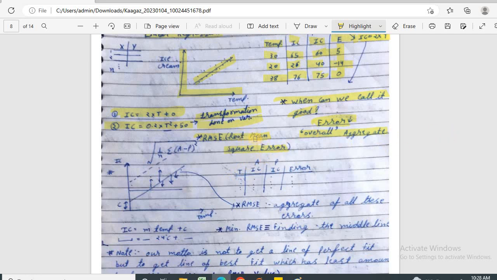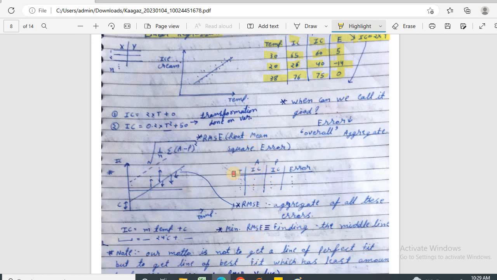So what is root mean square error? Root mean square error is actual minus predicted, that is the error, and then we square it, and then we take the mean. Summation of the squared differences between actual and predicted, divided by the total number of observations, and then root. So this will become our root mean square error.